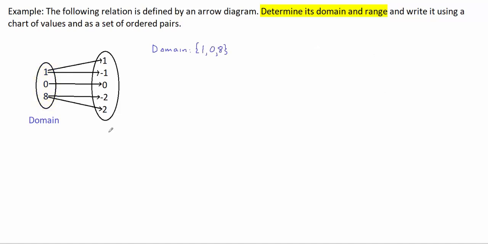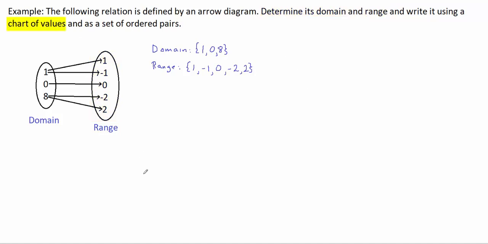The range of a relation written as an arrow diagram consists of all the elements in the set that the arrows are pointing to. So in this example, the range consists of the elements 1, negative 1, 0, negative 2, and 2.